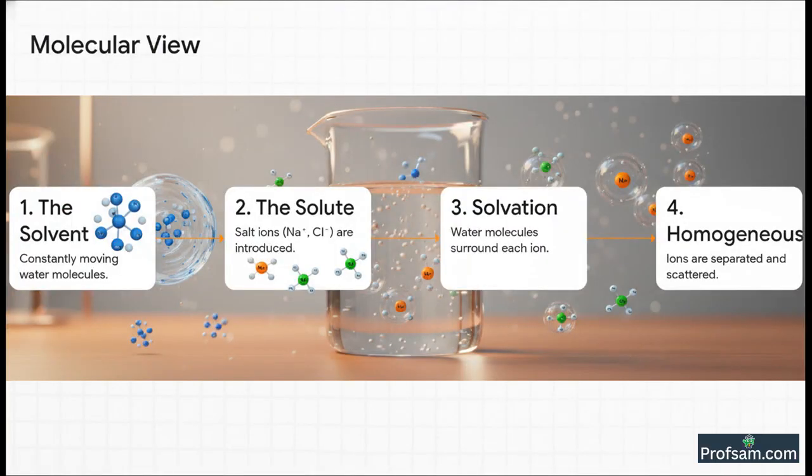So picture this. First, you just have the solvent, billions of H2O molecules, just randomly moving about. Then we introduce the solute, the Na+ and Cl- ions from the salt crystal. And now the really cool part happens, a process called solvation. The water molecules basically swarm the ions. They surround each positive sodium ion and each negative chloride ion, pulling them apart and wrapping them in a watery shell. This complete separation is what allows them to get scattered so evenly, giving us our perfect homogeneous solution.